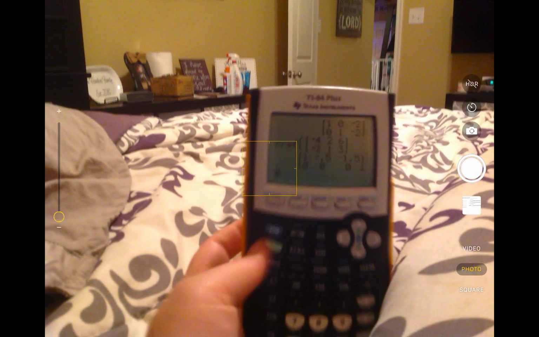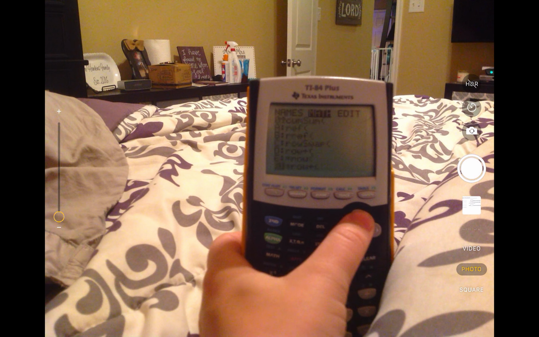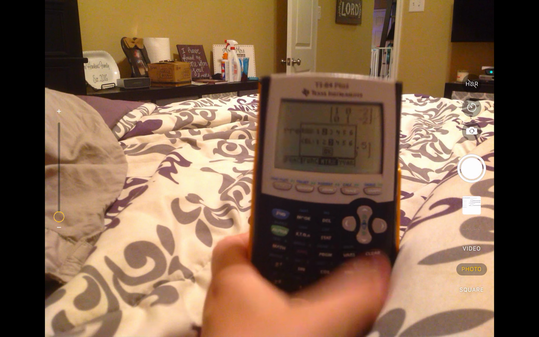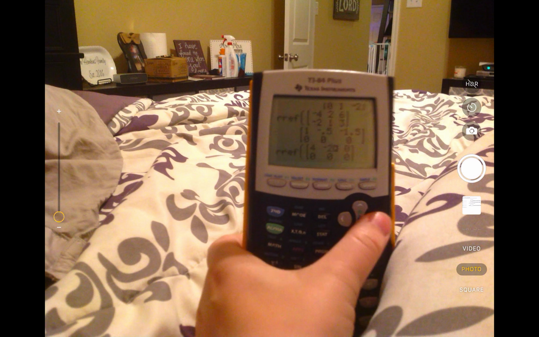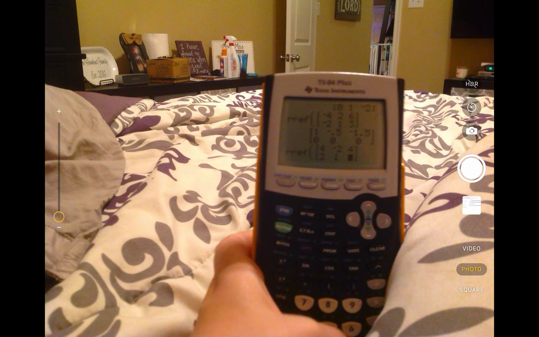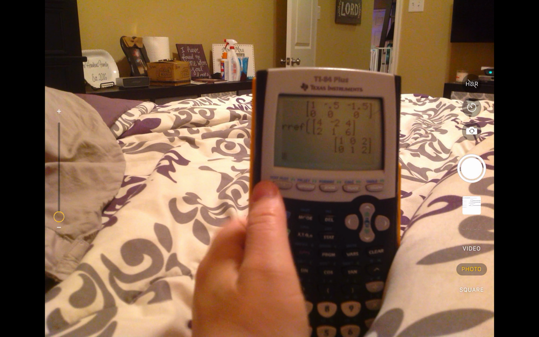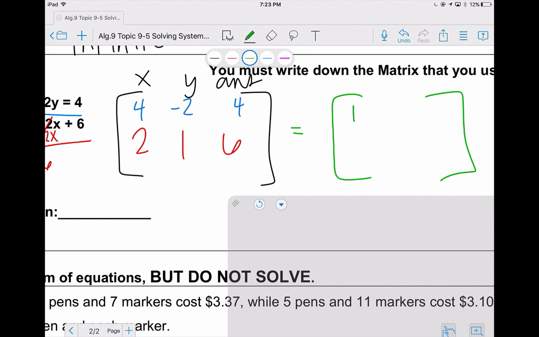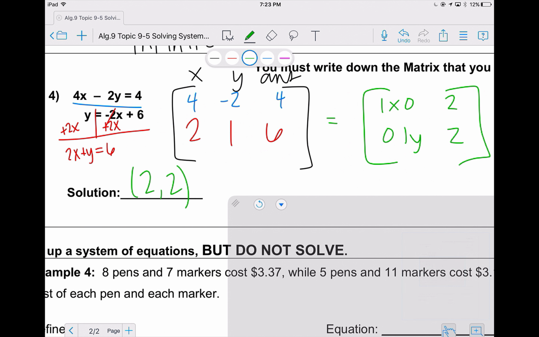So, second matrix, math, B, enter. Alpha zoom, 2 by 3, okay. 4, -2, 4, 2, 1, and 6. So this one I have the 1, 0, 0, 1, so it means it is a solution. And then 2, 2. So 1, 0, 0, 1, 2, 2. 1x is 2, 1y is 2. So my solution is 2, 2.